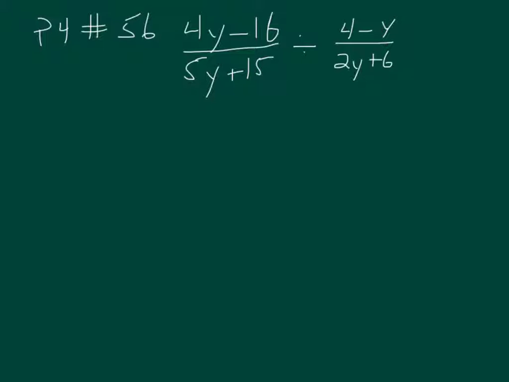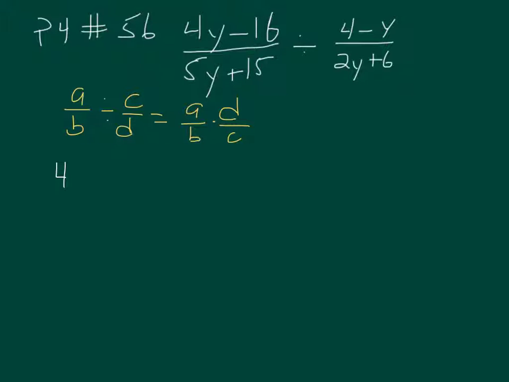Now, I don't like division, so I want to turn this into a multiplication, and we want to use our rule that if a over b is divided by c over d, this is the same thing as a over b times d over c, right? If we flip the second thing over, we can turn the division into a multiplication. All right, so let's do that first.